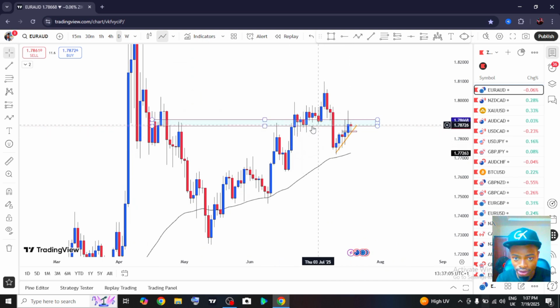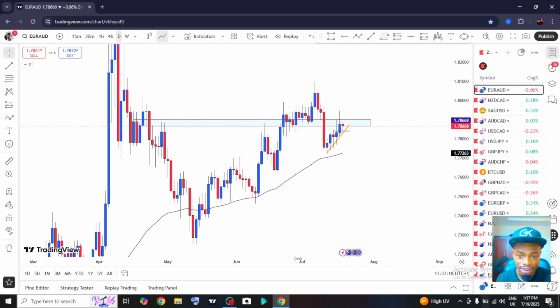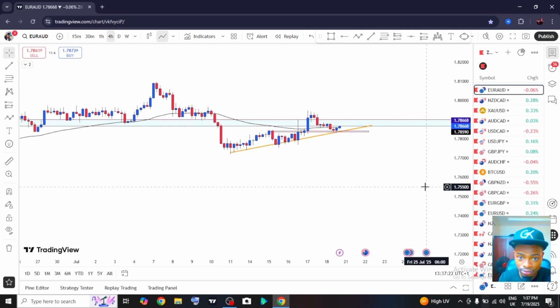So we have this strong area of interest on the daily time frame. Price is actually bearish on the daily time frame, right? So we have one tap, two tap, and three taps from the area of interest on the daily time frame. Now the price is around the area of interest. Let's go to the 4 hour and see what we're looking for there.